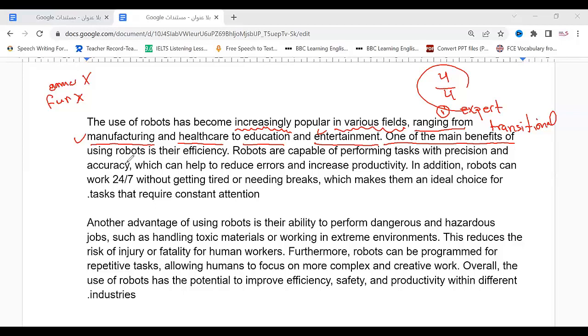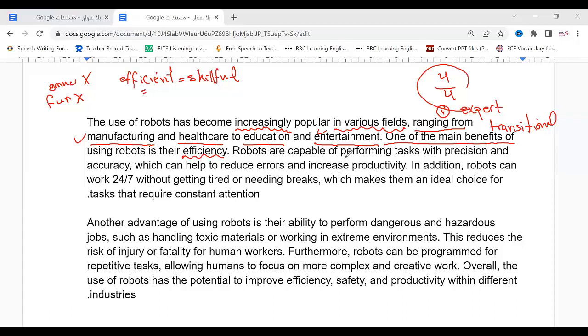One of the main benefits of using robots is their efficiency. Oh, wonderful. This is a marvelous word. Efficient. This is also a less common word to be used here, which means skillful and successful.